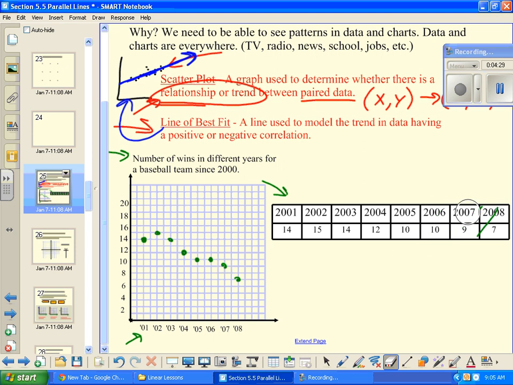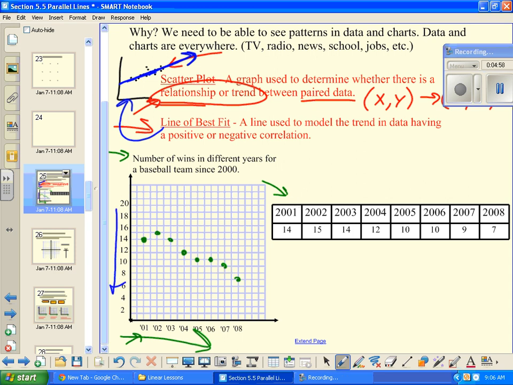And so now what I'm looking for is some kind of pattern. Is there a pattern in this data? Yes, there is, I think. It looks like, as the years went on, things got bad for the baseball team. They weren't winning quite as many games as they went from 2000 all the way up to 2008 here. So yes, I see there is some kind of pattern. It looks like the wins are decreasing as time goes on, as the years are going up. The wins are going down. Not so good for the team.